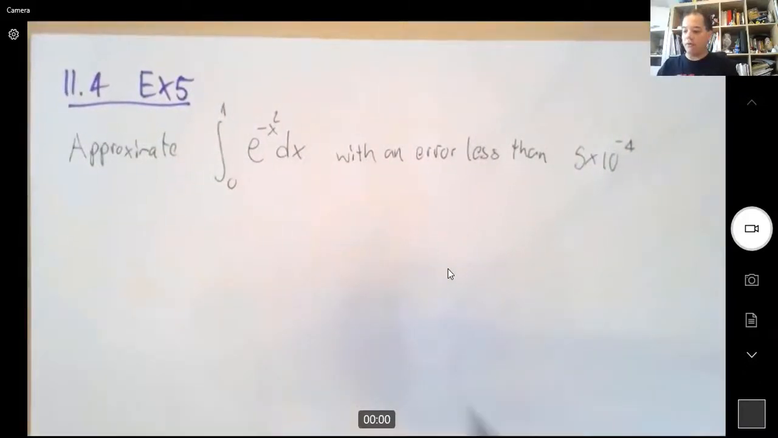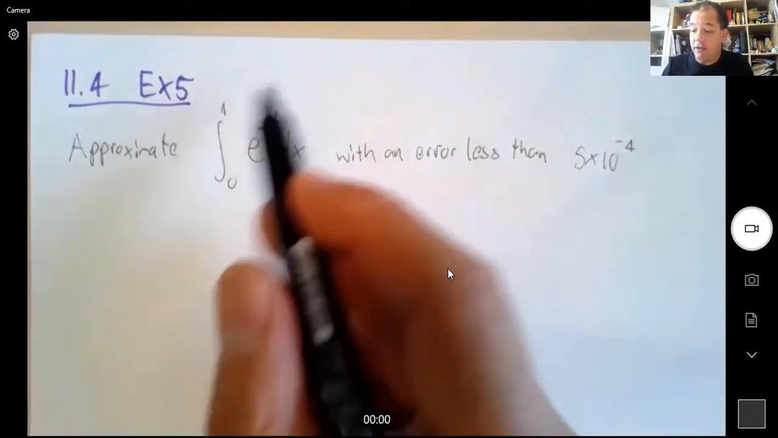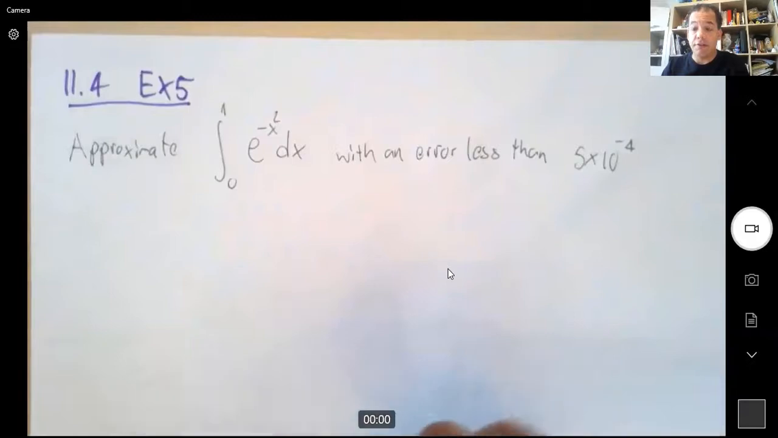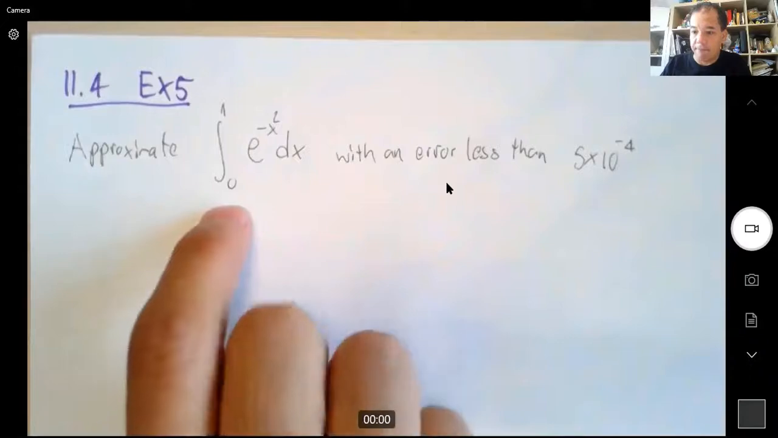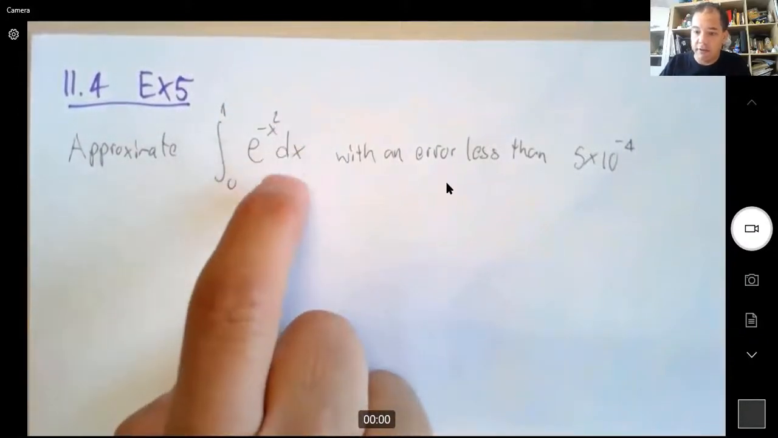So we need to approximate this integral. And here's the issue, guys. This integral is one of those integrals that we cannot solve in terms of elementary functions. So if you're thinking, oh, I can do this integral, the correct way to do it would be to simply try to find this antiderivative, all right?